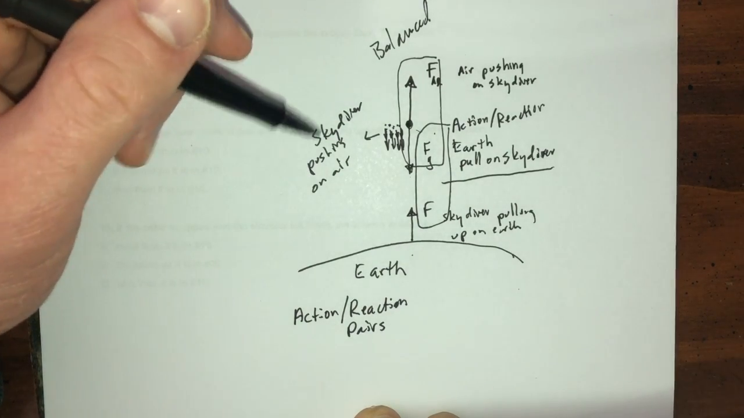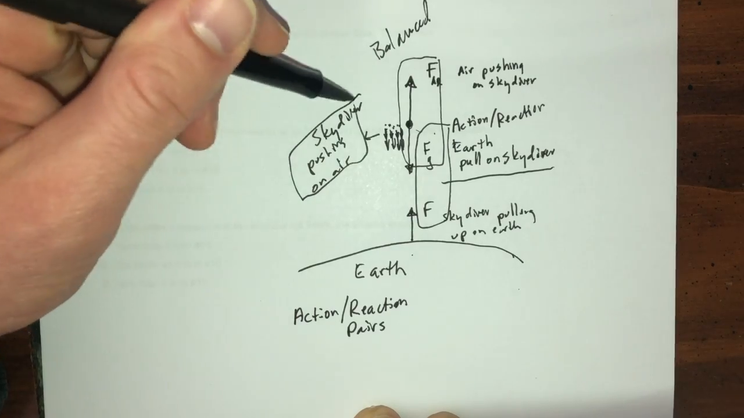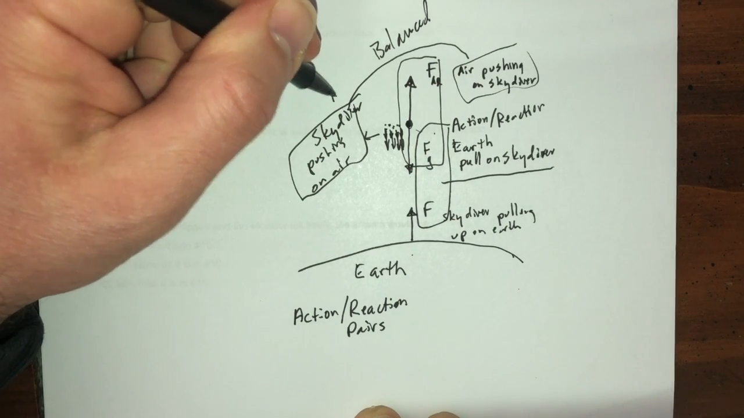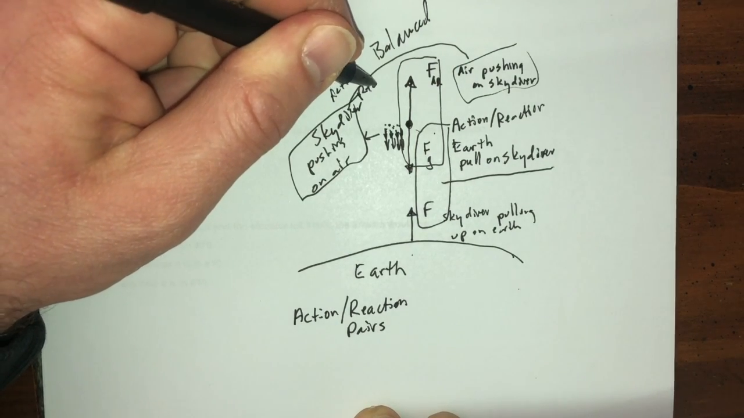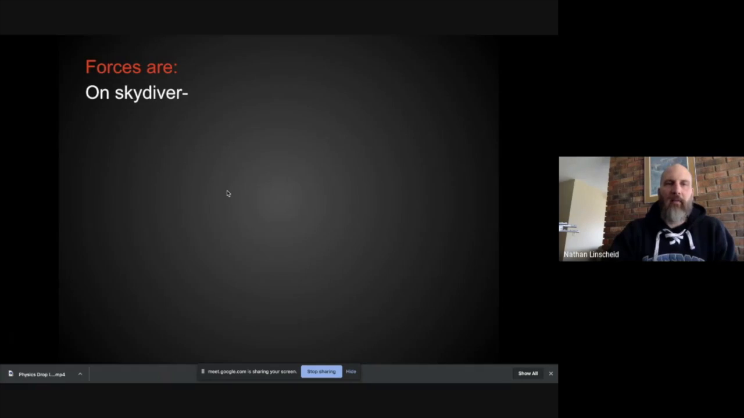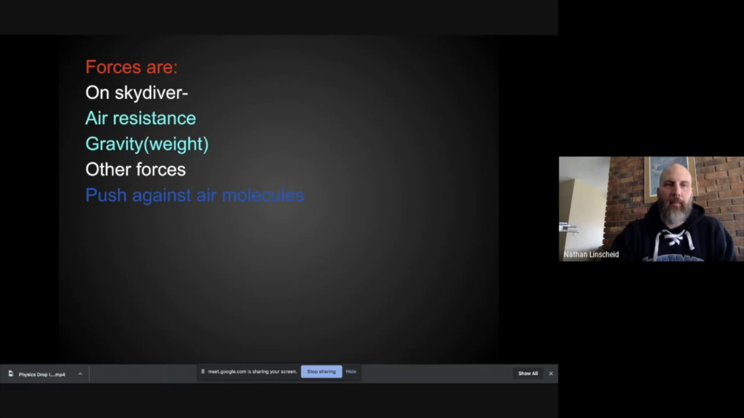And then finally, we have skydiver pushing on air, air pushing on skydiver. These two forces are action reaction. Okay, so on the skydiver, we have air resistance, that's pushing up on the skydiver. We have gravity, that's pulling down on the skydiver. We have some other forces. There is the skydiver pushing on the air. Every air molecule receives some of that force. There is the skydiver pulling up on the Earth.